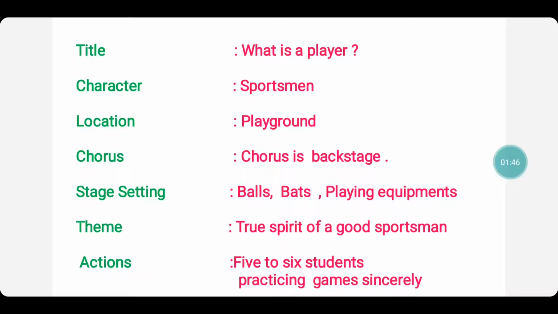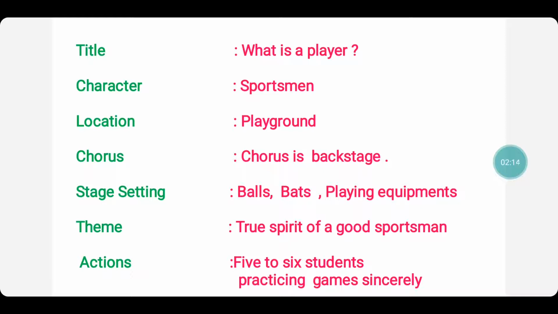So sportsmen here represent some children clad in dresses representing different sports. One may be for cricket, one may be for football, one may be for tennis and so on. Location: Playground, that is, the stage setting should be such that it resembles a playground. Chorus: Chorus is backstage. Backstage means behind the curtains.